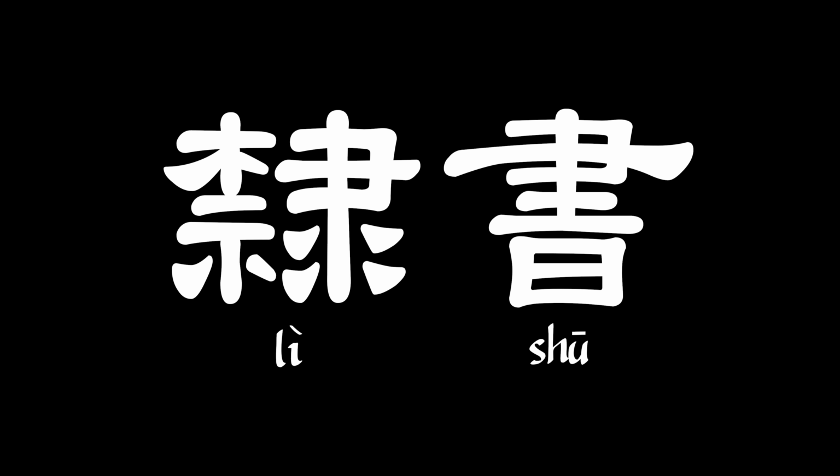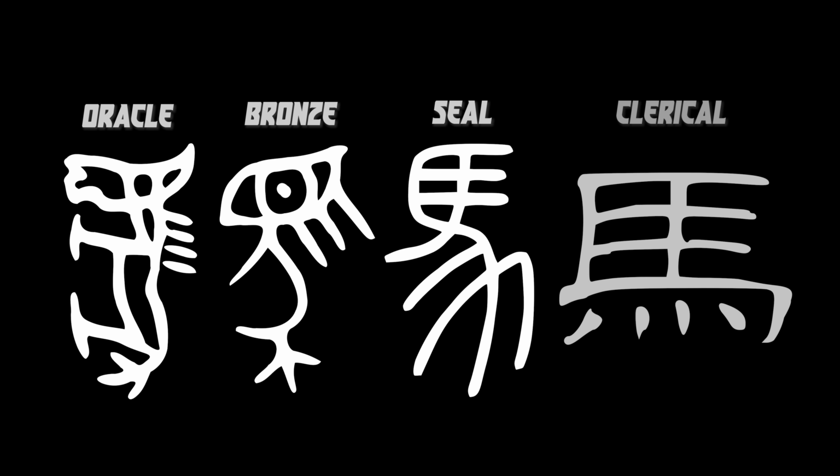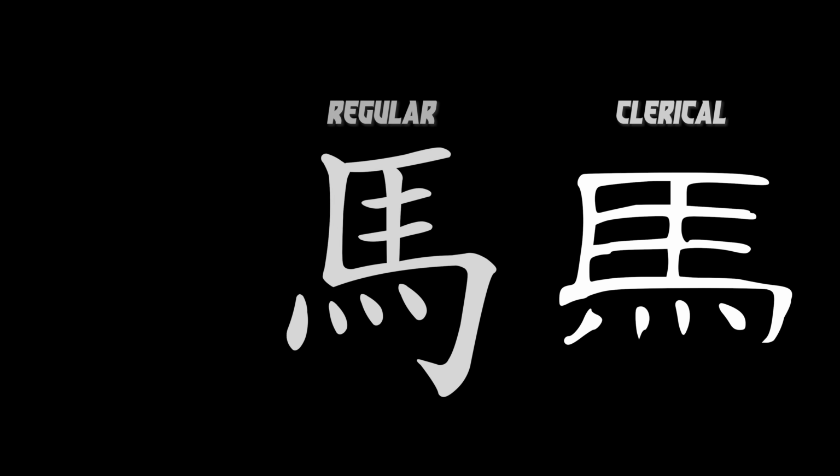And writing brushes led to the development of what is called the clerical script, or Li Shu, which is a simplified version of small seal script that's quicker and easier to write with a brush, and it forms the basis of all subsequent styles of Chinese calligraphy. Take a look at the character for horse in clerical script. It basically looks pretty much exactly the same as the modern character for horse in traditional characters.